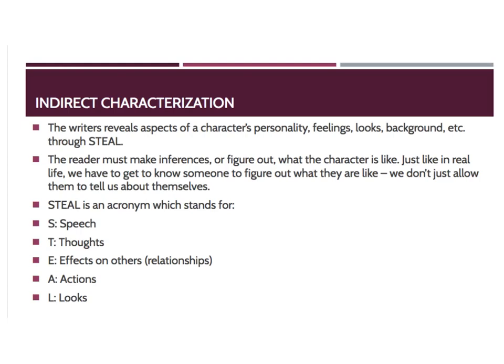The second piece of revision that we're going to look at is characterization. The main type of characterization you want to use in your writing is indirect characterization, where you reveal what your characters are like through style, so speech, thoughts, effect on others, actions, and looks. You are going to read through your short story and highlight examples of characterization in green.